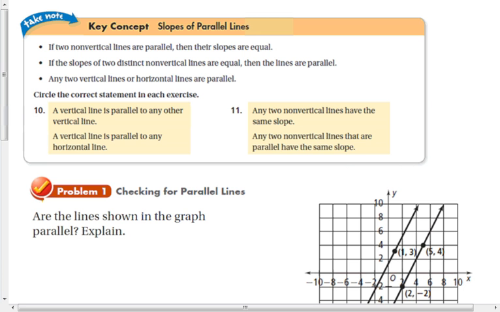All right, here are the key concepts for the lesson. If two non-vertical lines are parallel, then their slopes are equal. And if the slopes of two distinct non-vertical lines are equal, then the lines are parallel. Any two vertical lines or horizontal lines are considered parallel.